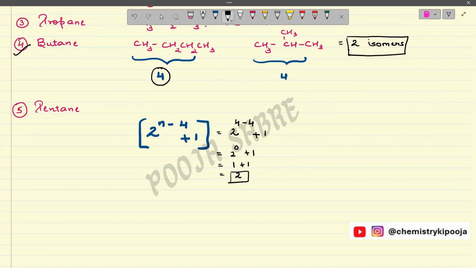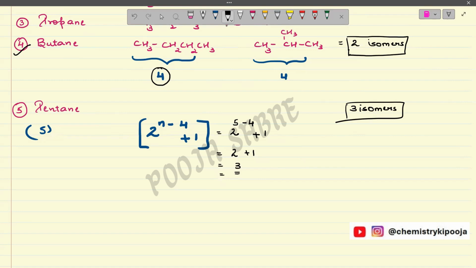Clear? In the same way, let us have a look at pentane. How many isomers are possible in pentane? In pentane, the number of carbon atoms is 5, right? So I simply put the value of n as 5. 5 minus 4 is 1. 2 raised to 1 is 2. So 2 plus 1 gives me 3. So how many isomers are possible for pentane? It is 3. Clear? So likewise, you can solve for the alkanes using the same formula.